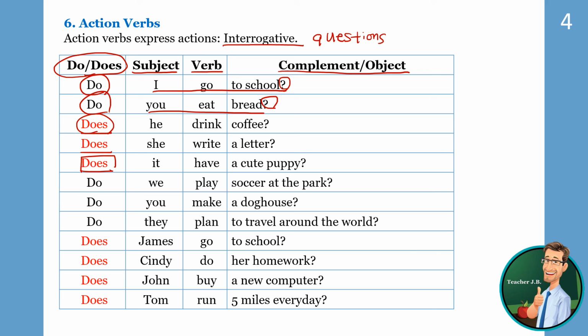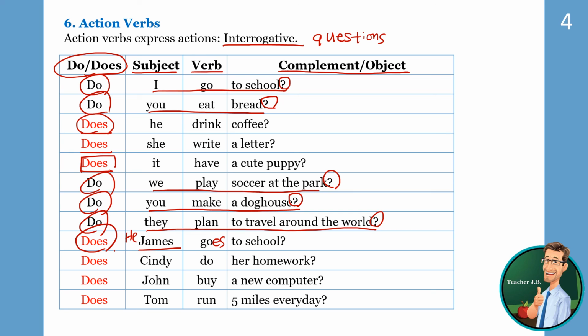We play soccer at the park. But do we play soccer at the park? You make a doghouse. Do you make a doghouse? They plan to travel around the world. Do they plan to travel around the world? James, is he? He goes to school. But this is a question, so we use does here, and then we lose es. So does he or does James go to school?